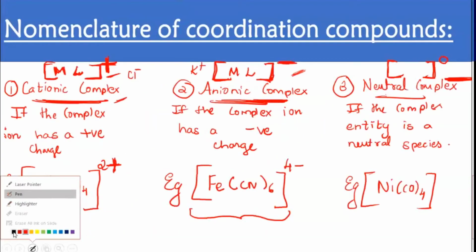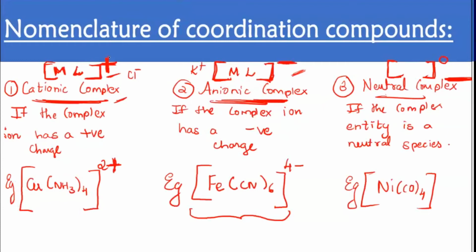You will find that the complex whole entity either carries a positive charge, which can be called a cationic complex, or you will find that the complex entity carries a negative charge, which is called an anionic complex. And one more category is where the whole coordination entity carries a zero charge. If there is no charge on them, then they are called a neutral complex. Example also I have given here.